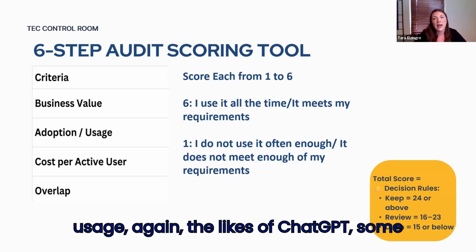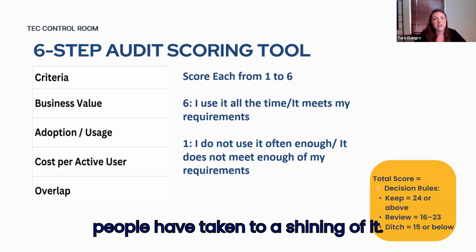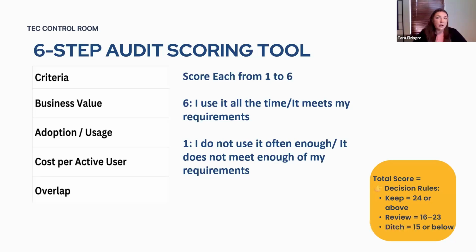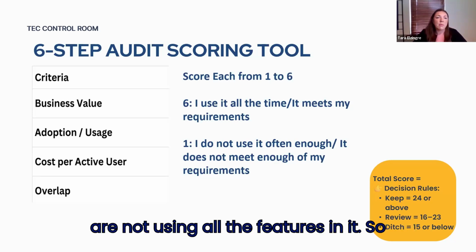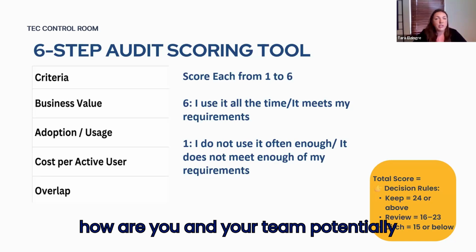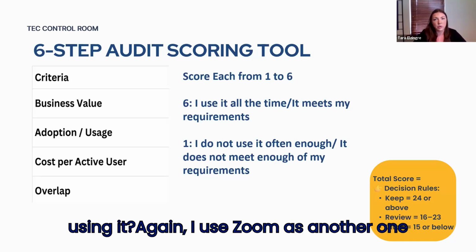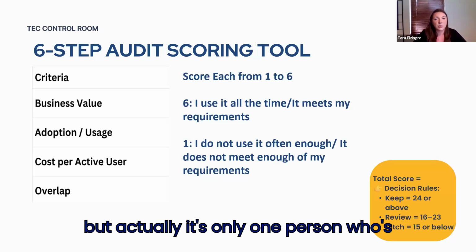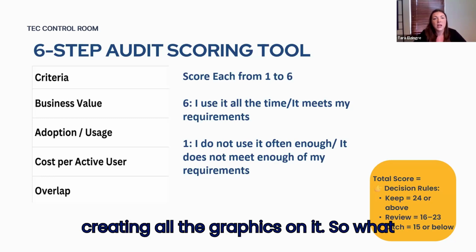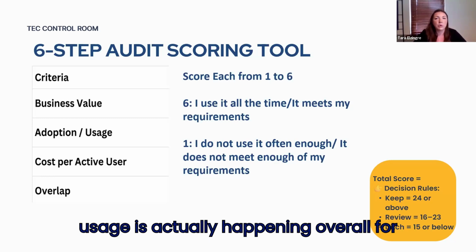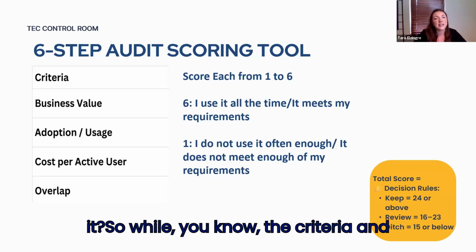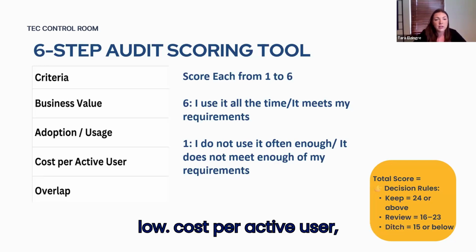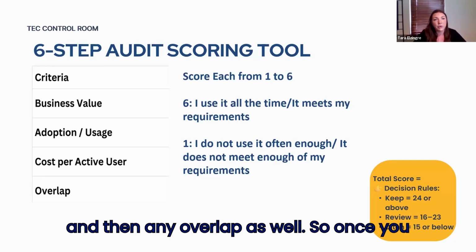The adoption and usage: again, the likes of ChatGPT, some people have taken to it shining. Others are not using it as much, and maybe are not using all the features in it. So how are you and your team potentially using it? Again, I use Zoom as another one where you potentially have 5 seats, or maybe you're paying for a team on Canva, but actually it's only one person who's creating all the graphics on it. So what usage is actually happening overall for it? So while the criteria and the business value might be quite high, maybe the adoption or the usage is quite low. Cost per active user, and then any overlap as well.